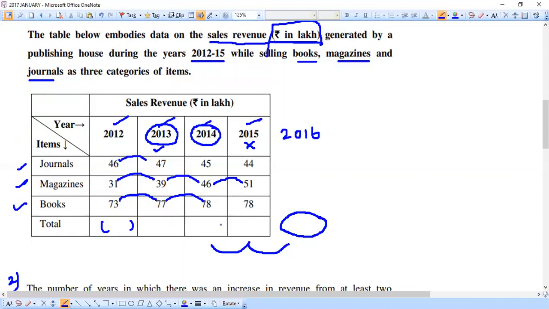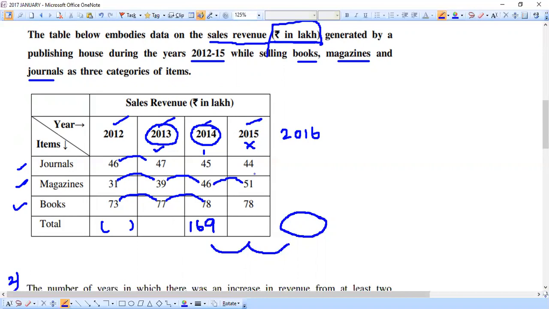So anyways, for us to calculate the answer, we definitely need the total for 2014 and 2015. Let's quickly calculate the two totals here itself. So we have 45, 46, 78. Let's add and get the total for 2014. 8 plus 6 is 14, 14 plus 5 is 19. So 1 carry. 1 plus 4 is 5, 5 plus 4 is 9, 9 plus 7 is 16. So that means 169 lakhs for the year 2014.